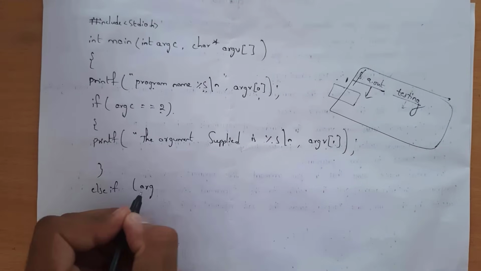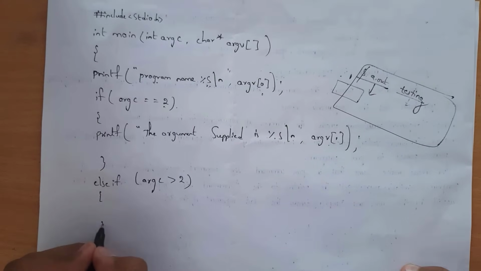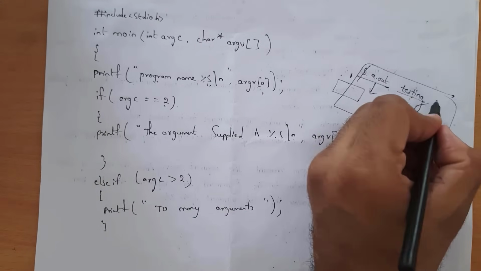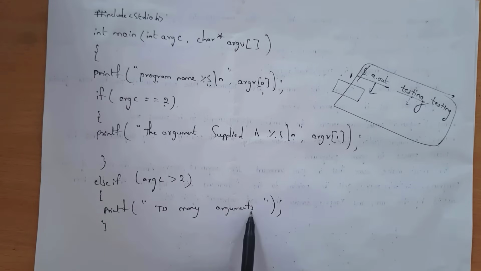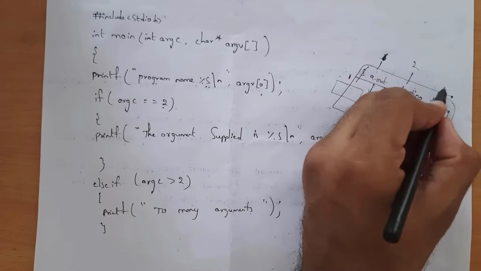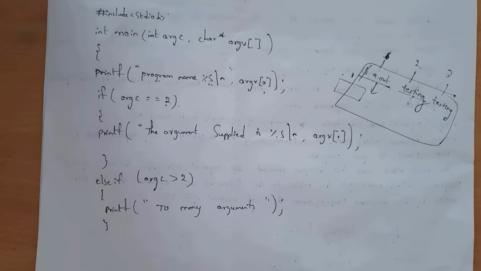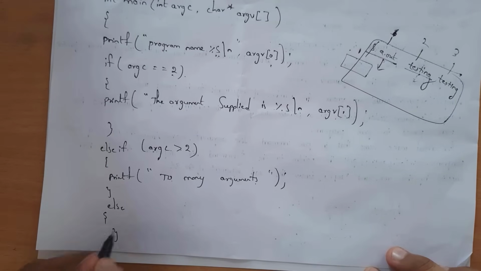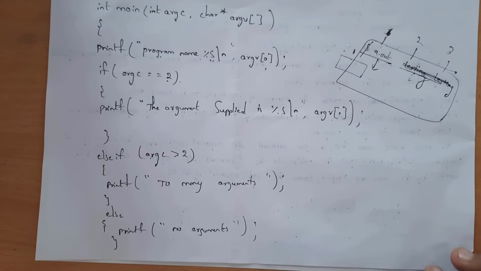Next, else if argument count is greater than 2, that means if I pass multiple arguments, then I will get the output printf too many arguments. For example, if I pass this same argument again, that is if I pass testing again, then I will get the output too many arguments, because for the program name the count will be 1, for this argument the count will be 2, and for this the count will be 3. So the condition is, if argument count is greater than 2, I will get the output too many arguments. Next, else, if I do not pass any arguments, then I will get the output printf no arguments. For example, if I do not pass any arguments, then I will get the output no arguments.